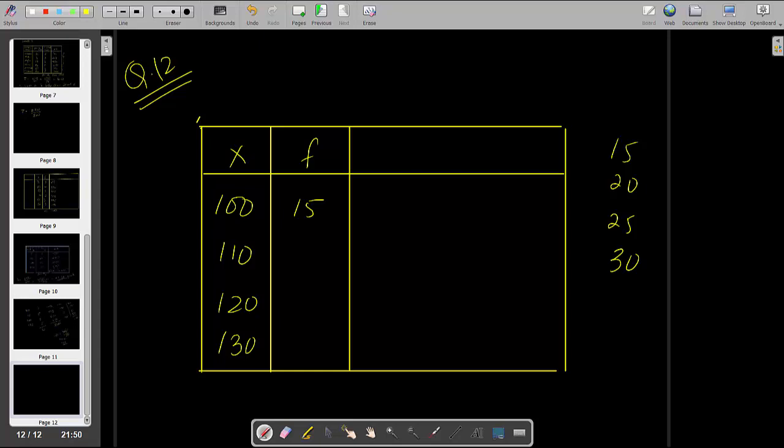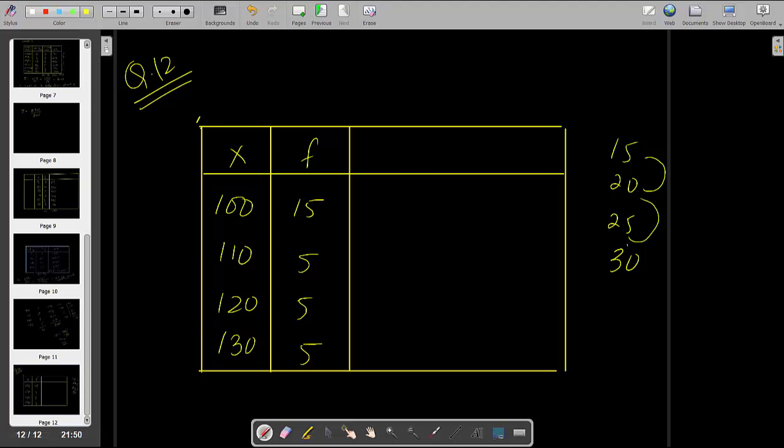So what do you have to do? This is in ascending order, right? Small to big. So that means it is already a cumulative frequency. You have to make this a normal frequency. The first one you write as it is. For the second one, you have to subtract: 20 minus 15 is how much? 5. 25 minus 20 is how much? 5. Next, 30 minus 25 is how much? 5. So this is the normal frequency now.